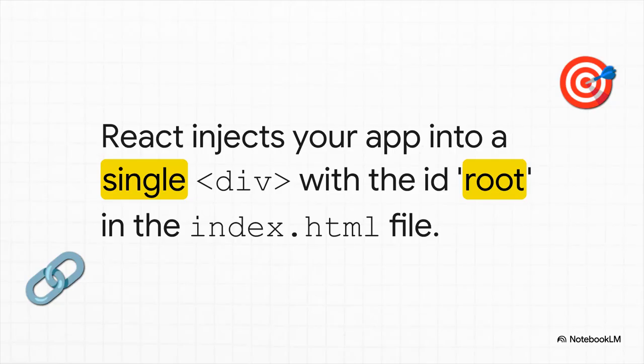So here's the trick. This is how it all connects. Our JavaScript, specifically index.js, takes our entire application, everything that starts with that app.js component, and it injects the whole thing into one specific little spot inside our index.html file. And that spot is just a simple, empty div with an ID of root. That's it. Your entire complex interactive app lives inside that one little container.